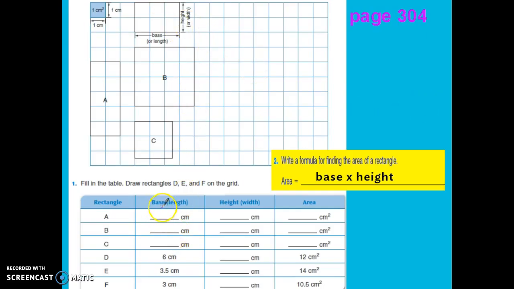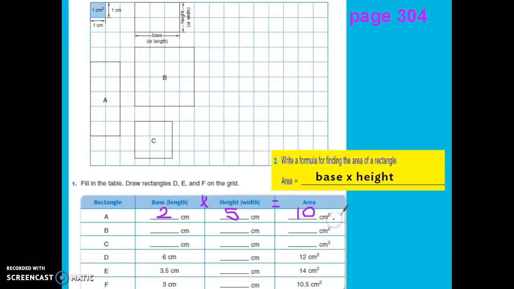So for letter A, we need to figure out the base. So here's rectangle A. The base is the bottom, that's what it's sitting on. So it's 2 centimeters long. And how high is it? What's the height? It's 1, 2, 3, 4, 5 centimeters tall. And since I've already given you the formula, we take the base times the height to equal the area. And so 2 times 5 is 10, and notice it's labeled with centimeters squared.